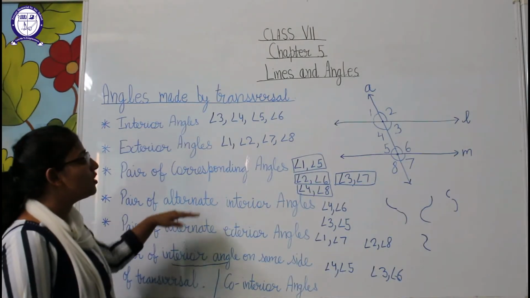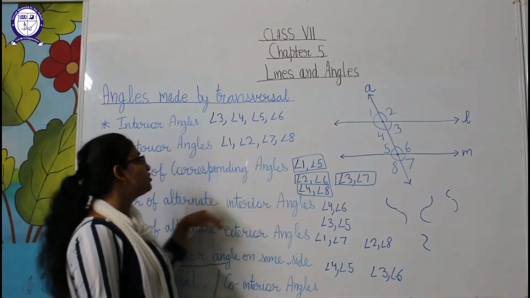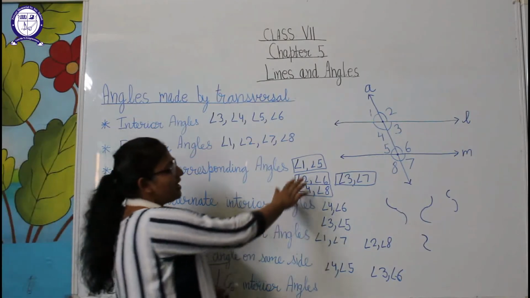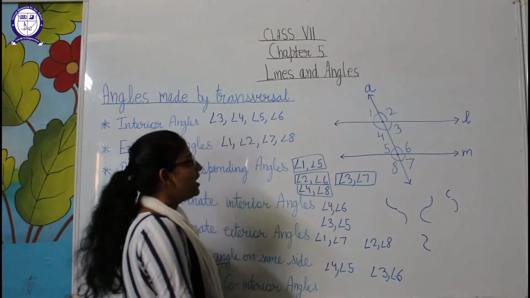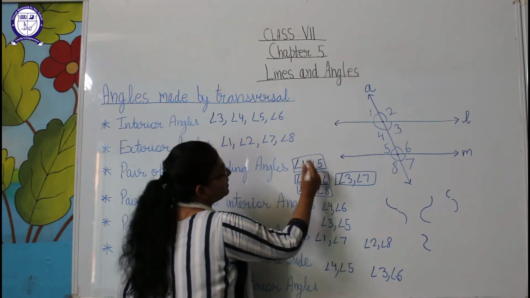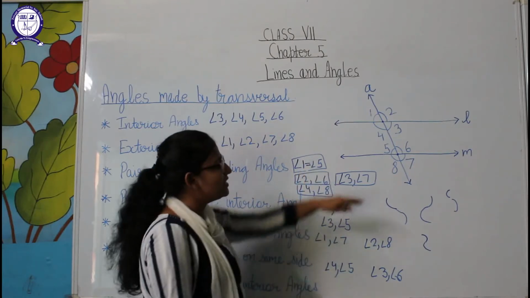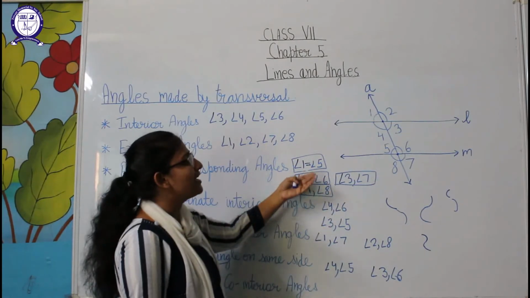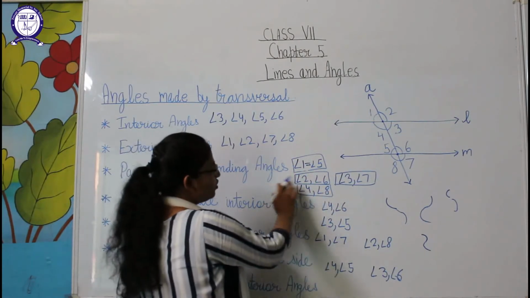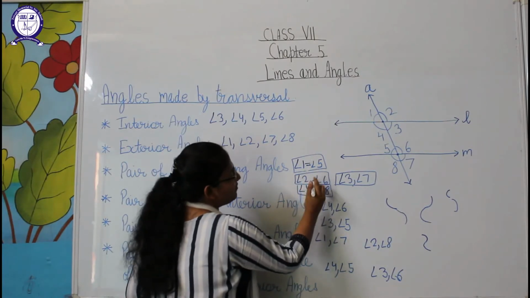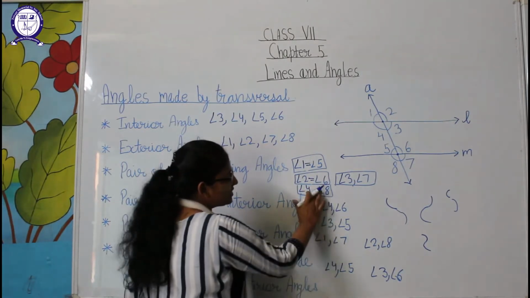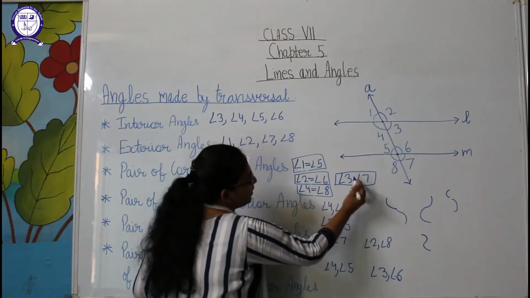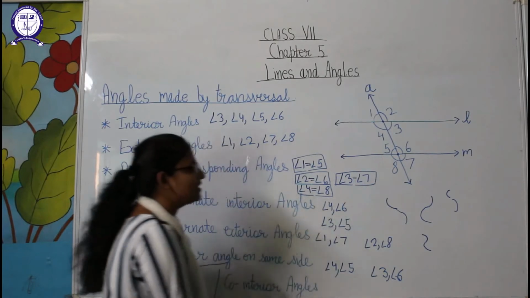And students, in the case of parallel lines, the corresponding angles are always equal. It means here angle 1 and angle 5 are corresponding and they will be equal if the lines are parallel. Here we are seeing that L is parallel to M. So in the case of parallel lines, corresponding angles are equal. So angle 1 will be equal to angle 5, angle 2 will be equal to angle 6, angle 4 will be equal to angle 8, and angle 3 will be equal to angle 7. We will write like this.